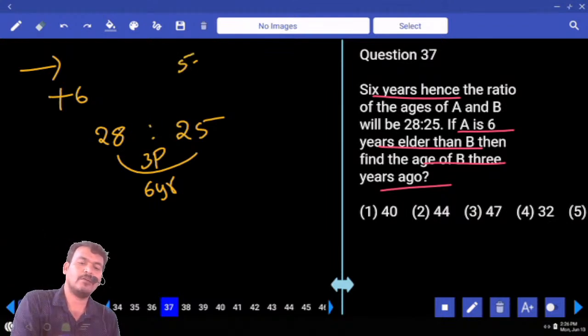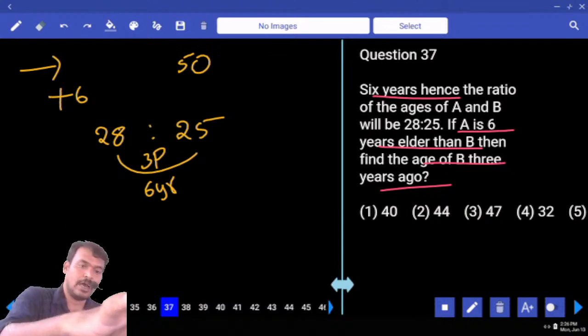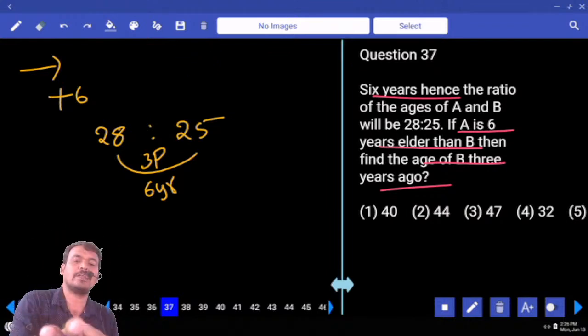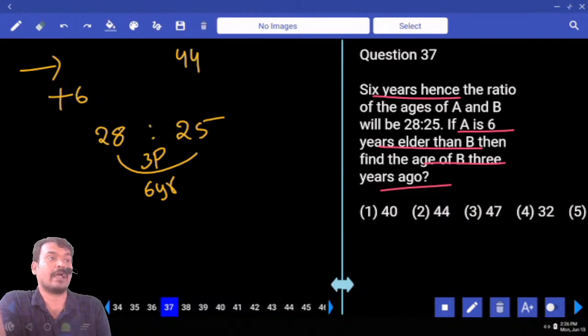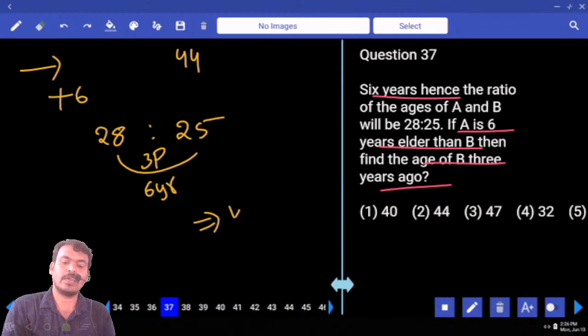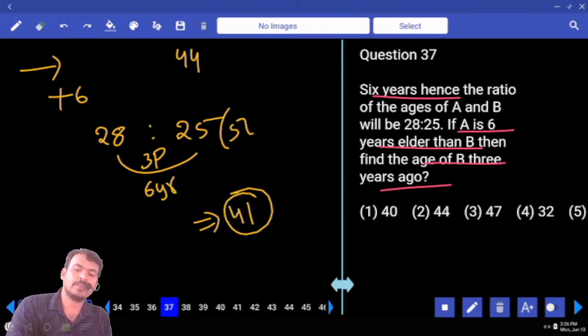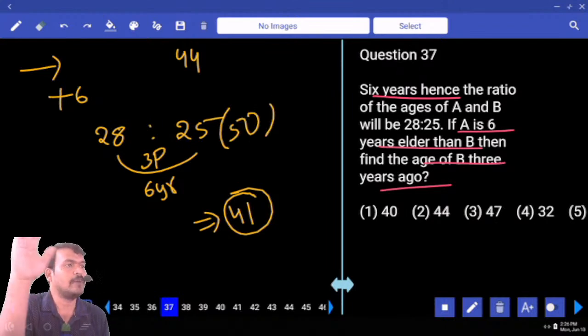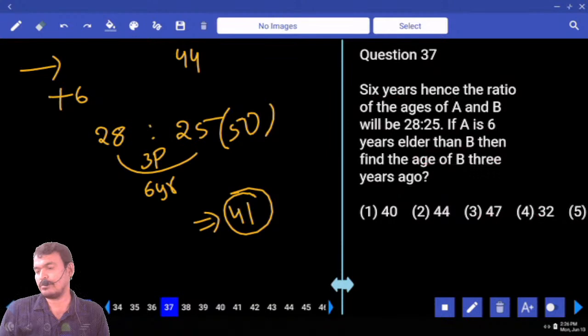25 parts are 50. After 6 years it is 50, which means the present value is 44. But we require 3 years back. Answer 41. In place of 25 parts we wrote 50. After 6 years 50, at present 44. But we require 3 years back, so the answer is 41. Which option? Fifth option.